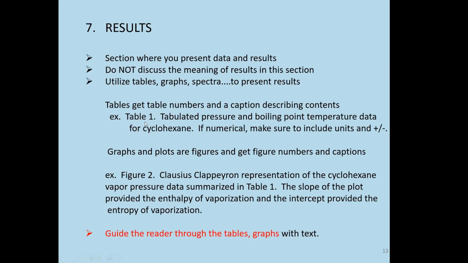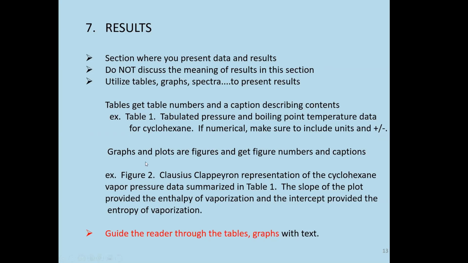For example, you can say Table 1, tabulated pressure and the boiling point temperature data for cyclohexane. If you're going to show a number in the table, make sure it includes the unit. That's very important. A number that does not come with the unit doesn't mean anything in a scientific paper. And also include the uncertainty of that number.